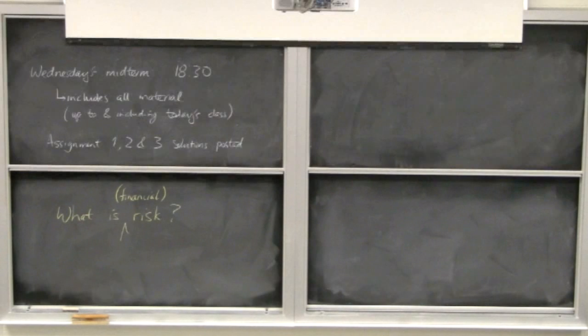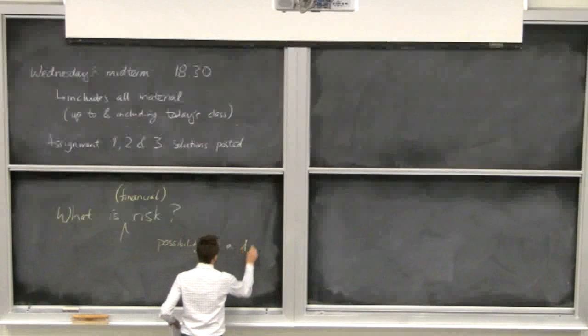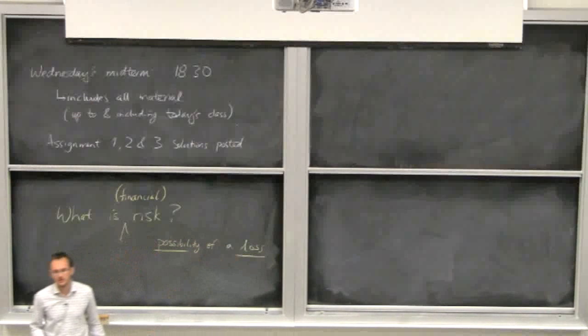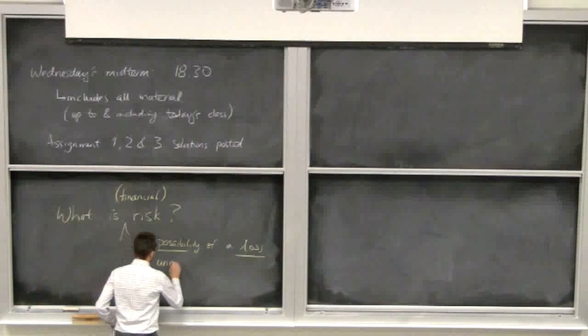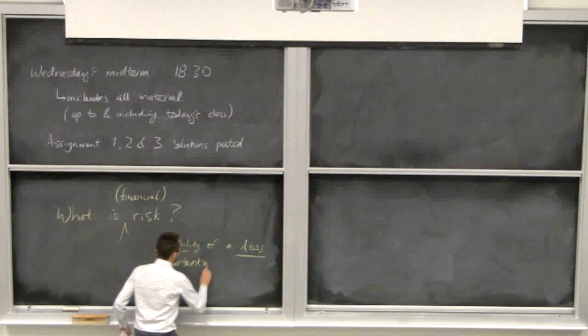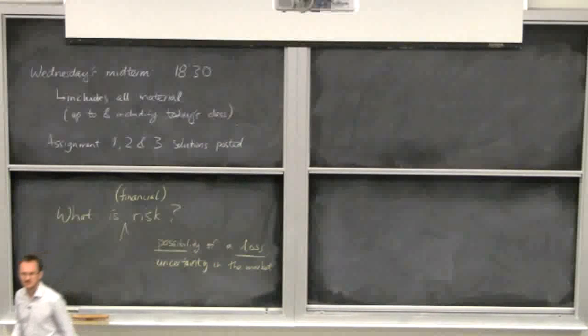Any groups want to volunteer some concepts around that? Mark? Possibilities of having a negative outcome or a loss. Okay, so two interesting things there. Possibility of a loss. Okay, clear? Uncertainty in the market. In the market? Okay, so uncertainty in the market. Any other concepts around risk?